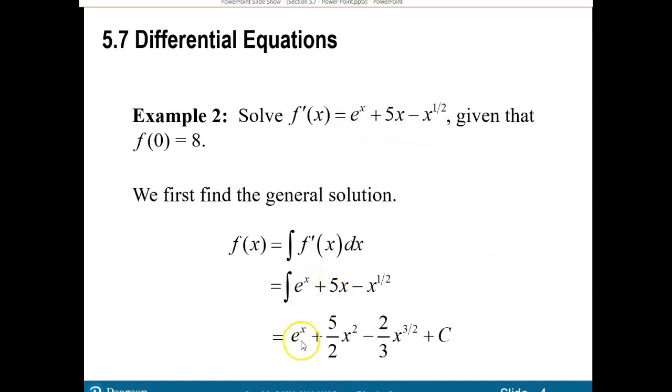So the antiderivative of e to the x is itself. Here the 5 would stay in front. You get x squared over 2. Here you're going to add 1, so a half plus 1 is 3 halves. Dividing by 3 halves is multiplying by 2/3, and then we put the plus c at the end.